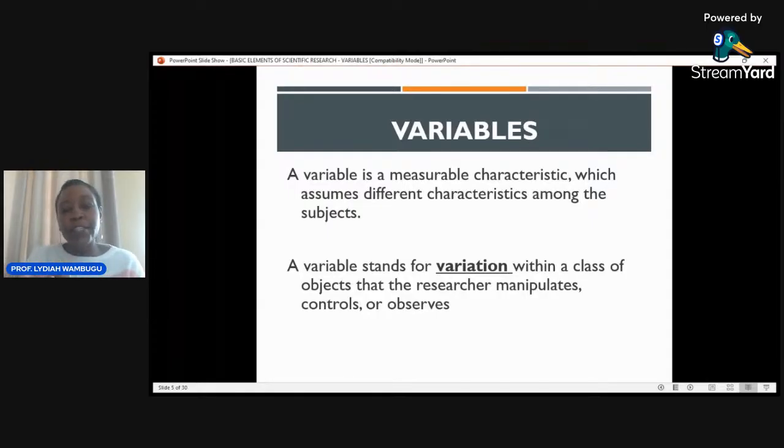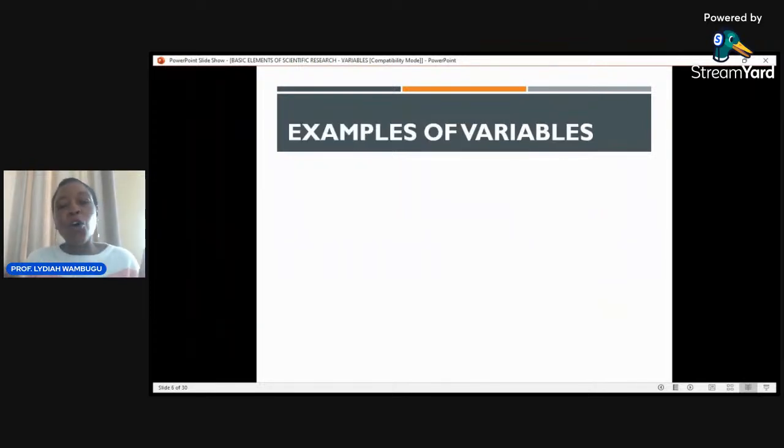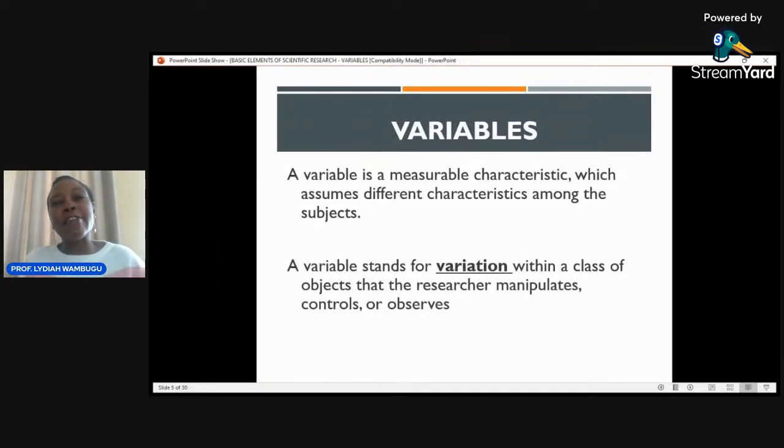I want you to realize that there is no concept that is cast in stone that it must be a variable. For instance, if in this class we are all females, then gender is not a variable. It now becomes a constant. If we are all males, the same thing. If we are all married, then marital status is not a variable. Something becomes a variable only if there is variation.